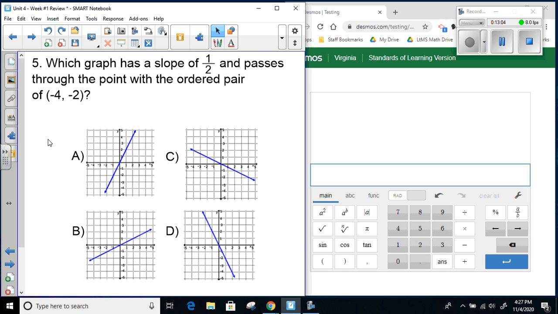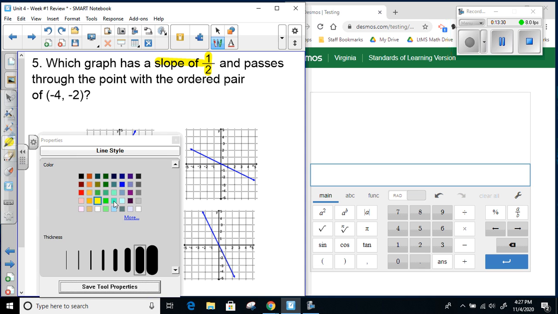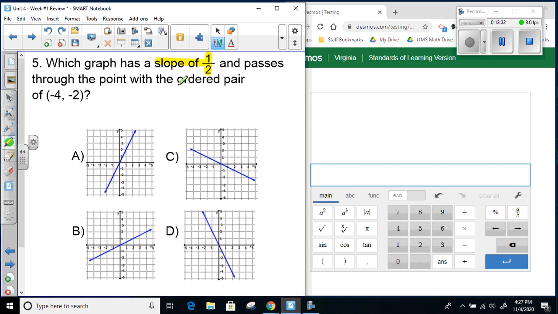Question number 5 says, which graph has a slope of 1/2 and passes through the point with the ordered pair of -4, -2? So we have to check for a graph that has both of these things. We're looking for the slope of 1/2 and the ordered pair of -4 and -2. So our graph would need a rise of 1 and a run of 2 from one point to the other. We're also looking for an ordered pair of -4, -2.